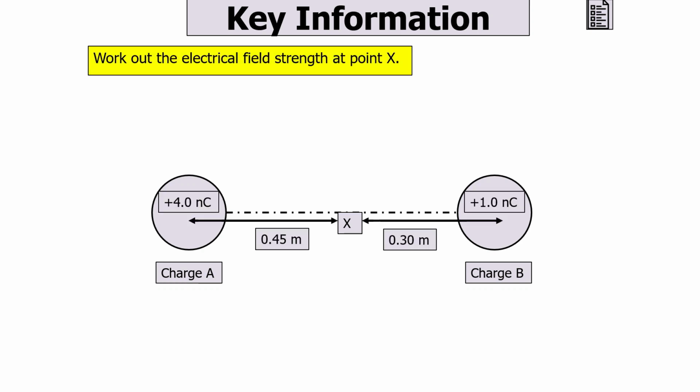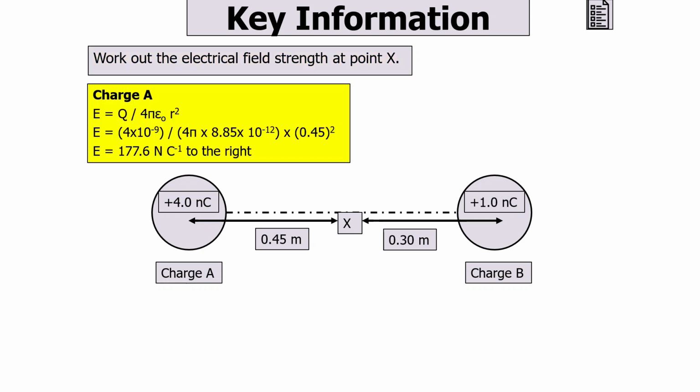So for example, in this following scenario, work out the electrical field strength at point x. Well, from charge A, E is equal to Q over 4 pi epsilon 0 r squared. So it's 4 times 10 to the minus 9 over 4 pi epsilon 0 times 0.45 squared, which is 177.6 newtons per coulomb to the right.